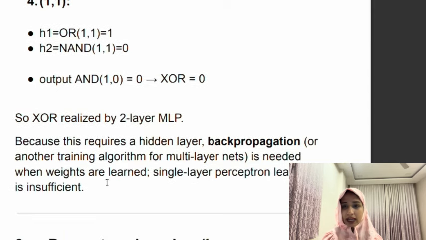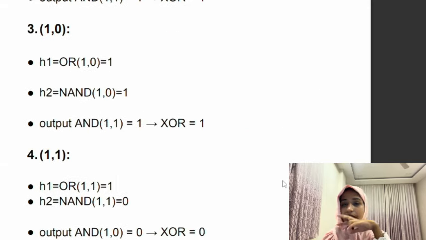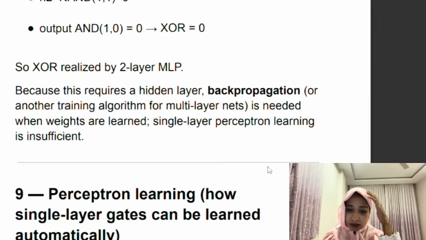is realized by a two-layer MLP. Because this requires a hidden layer, backpropagation is needed when weights are learned. Single layer perceptron learning is insufficient. So for XOR we need two layers: the input, then the hidden layers.